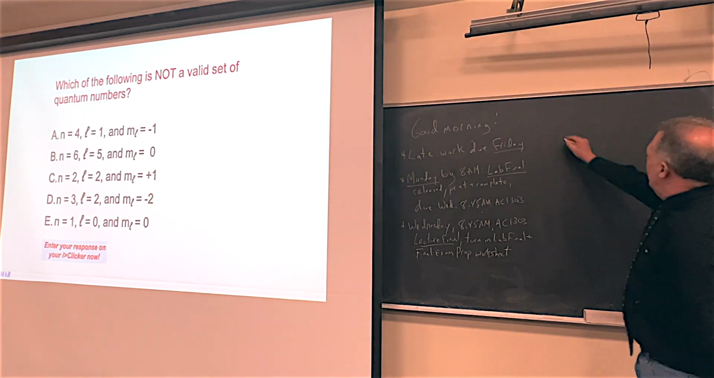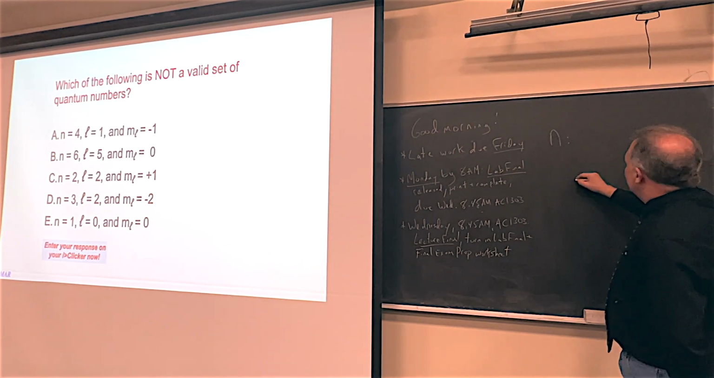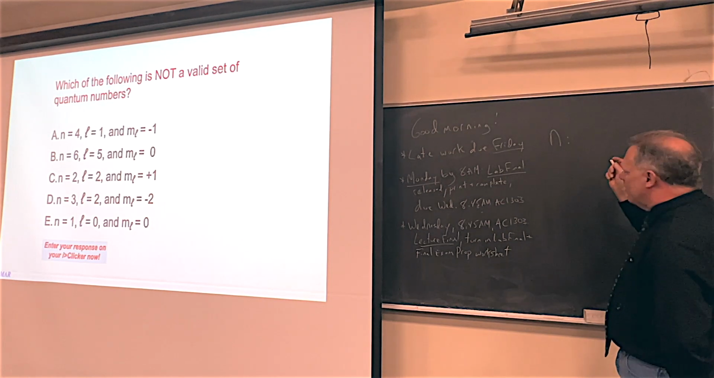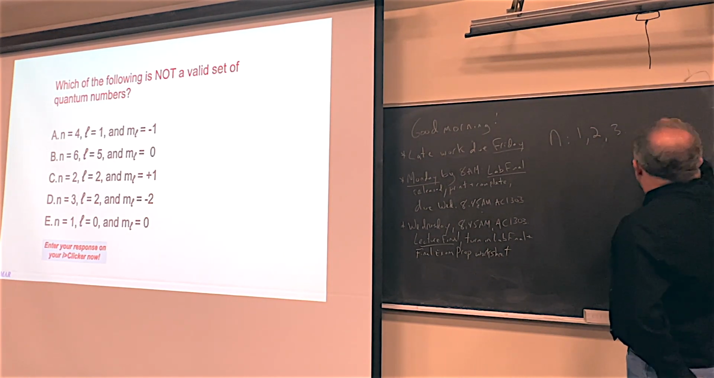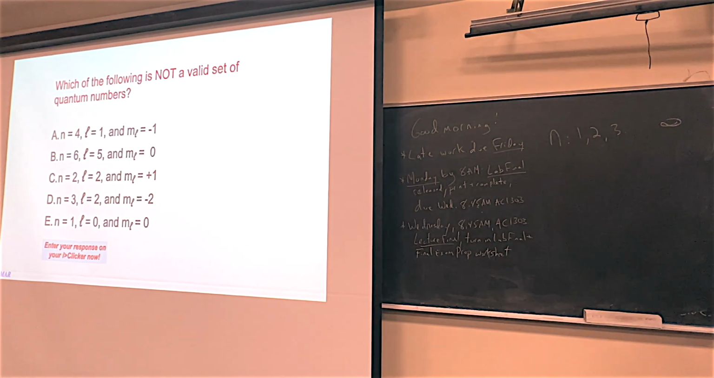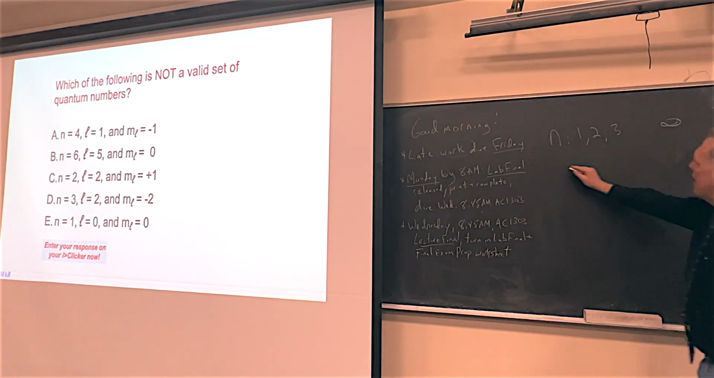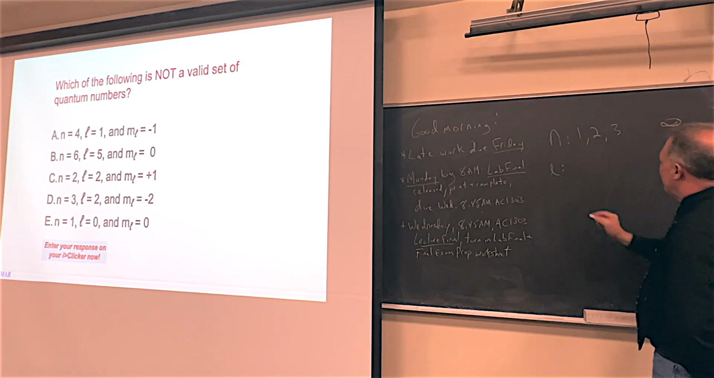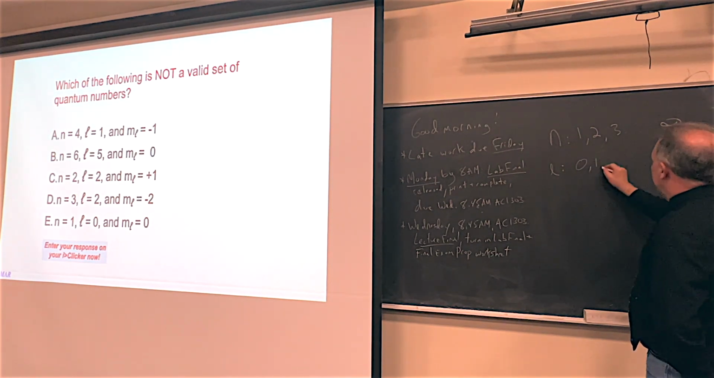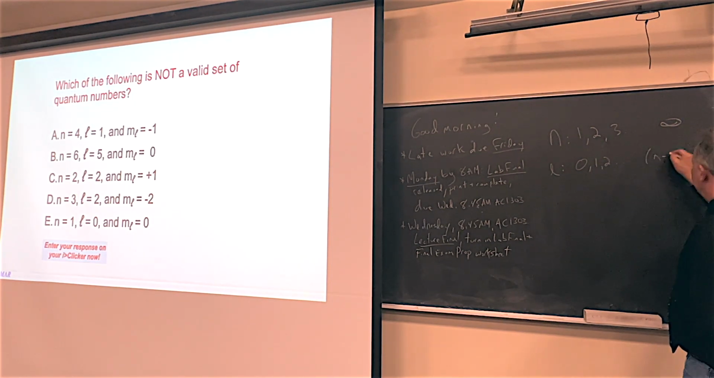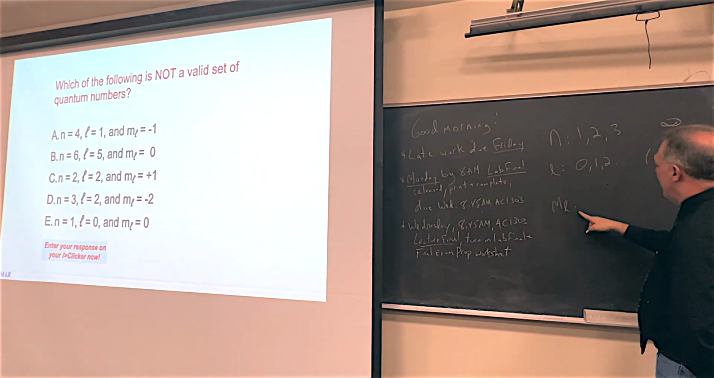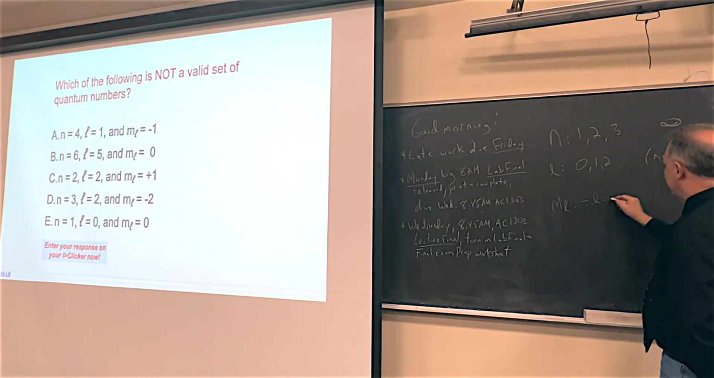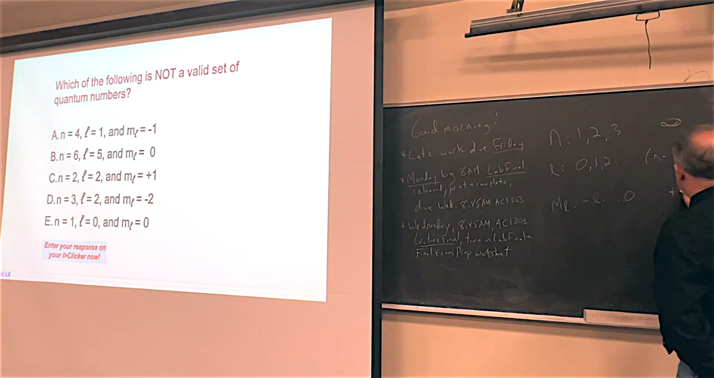Excellent. Okay, 4 quantum numbers. N, the principal quantum number, the shell quantum number, starts at 1 and goes up to infinity. But it's never negative, never 0, never a fraction. L depends on N. It always starts at 0 and goes in whole numbers up to n minus 1. And M sub L has a dependence on L. M sub L goes from minus L to 0 to plus L.